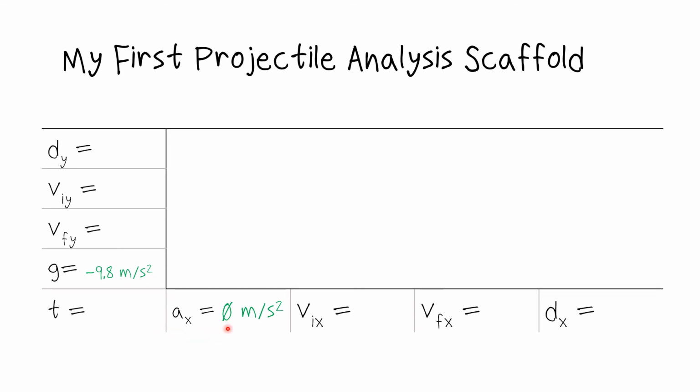In the horizontal direction, the acceleration horizontally is 0. We talked about that with regards to Newton's laws. If there's no forces acting on the object horizontally, there's no acceleration. And the fact that there's no acceleration is going to continue to ripple through this horizontal row and continue to simplify our life.